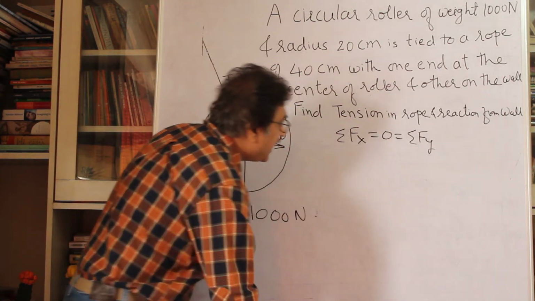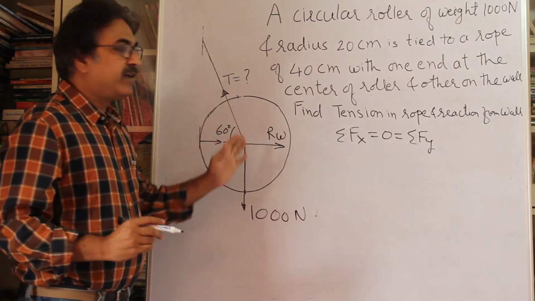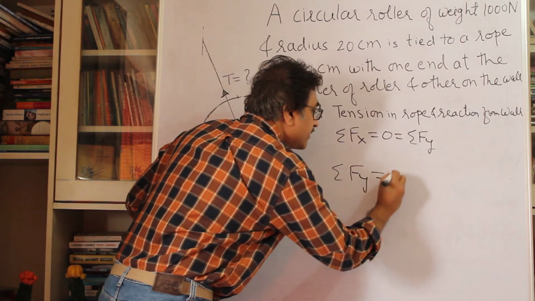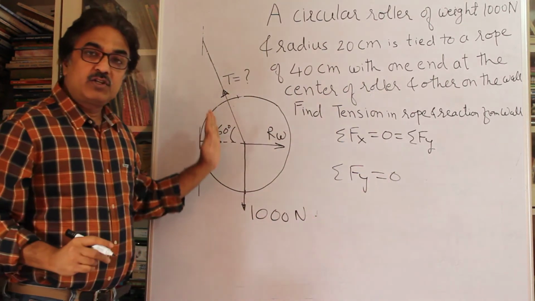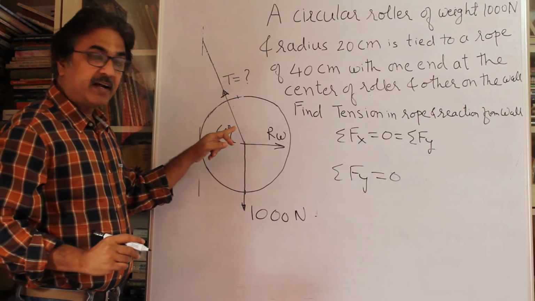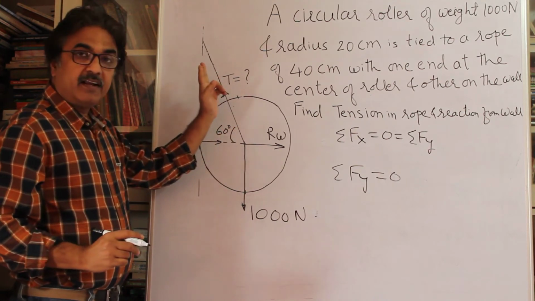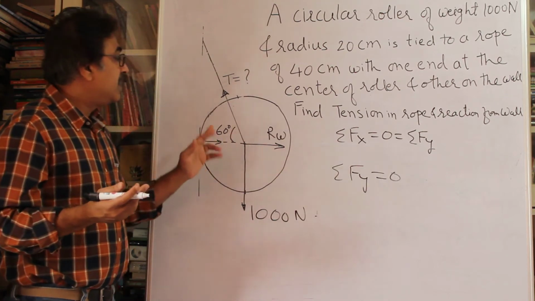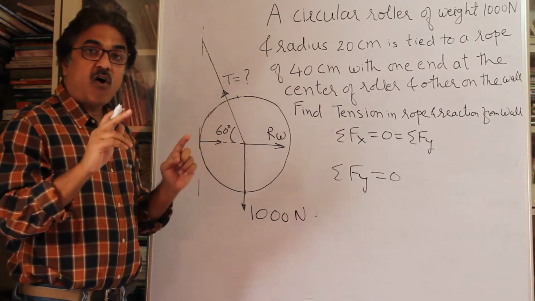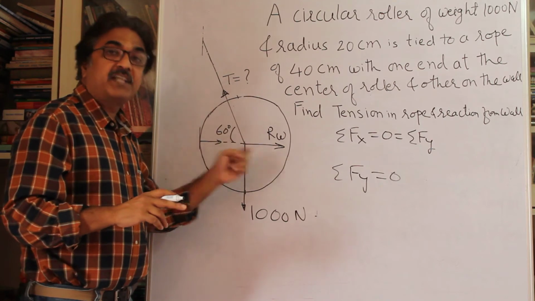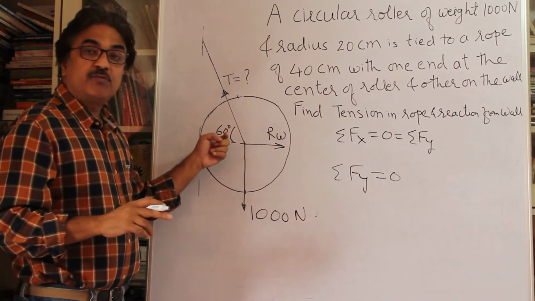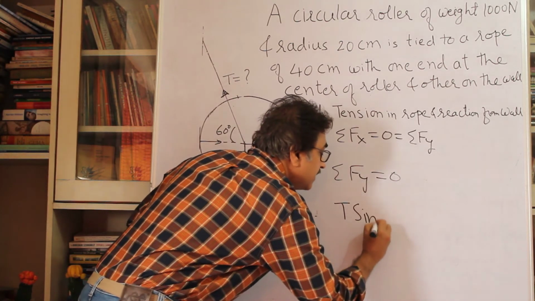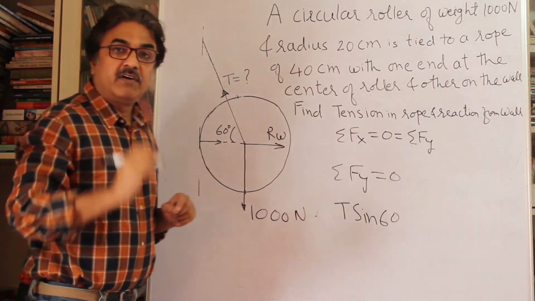Fine. So that is settling geometry. Now we apply sigma Fy is equal to 0. Now see, a resolution of forces. This is T, right? And it is away from the center. When you want to find out horizontal, vertical component, it is going to be sine of the angle which the force makes with the horizontal, right? So it is going to be T sine 60. That's the resolution in vertical direction.